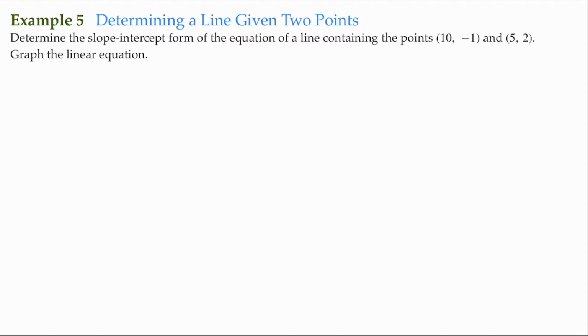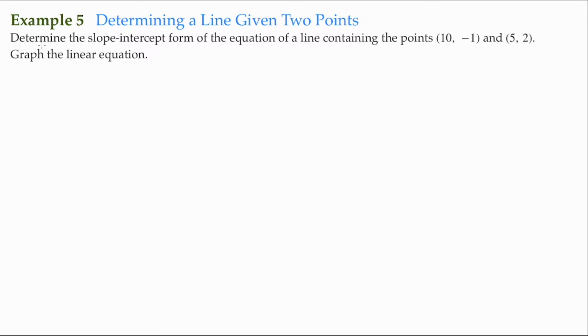So here we're going to be determining a line when we are given 2 points. And you can see we have these 2 points here, (10, -1) and (5, 2). So it says determine the slope-intercept form of the equation of the line containing the points (10, -1) and (5, 2). And then we're going to graph the linear equation.